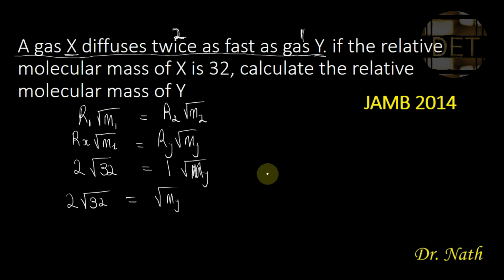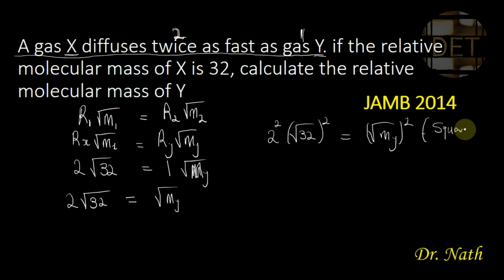So if I square both sides of the equation, my expression will now be 2 raised to the power 2 square root of 32 raised to the power of 2 is equal to square root of MY raised to the power of 2. So what I did here is that I squared both sides of the equation, and the reason I'm squaring both sides of the equation is to remove the square root. So this square will cancel the square root, this square will cancel the square root.